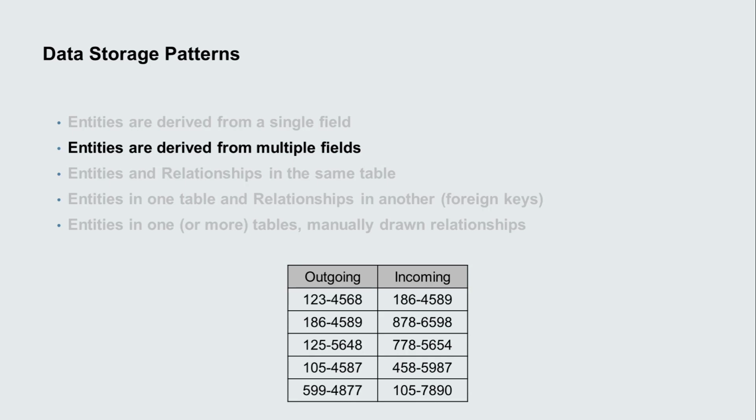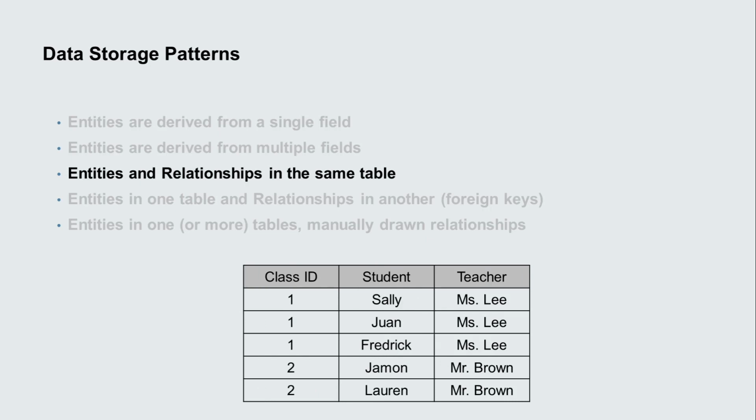Sometimes entities are derived from multiple fields. In this example, we have outgoing and incoming phone numbers that could make up a phone number entity type. There are times when entities and relationships are in the same table. So here we have entities, the students and teachers, and the key that defines the relationship, which is the class ID, and they're all stored within the same table.